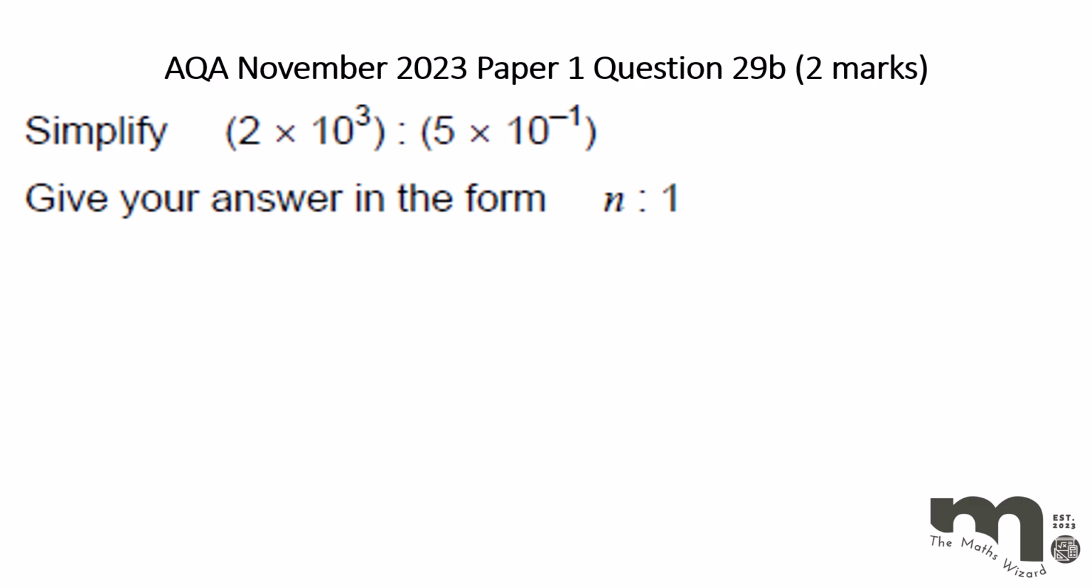This is from paper 1 in November 2023, and we've got these two items that are in standard form. We've got 2 times 10 to the power 3 and 5 times 10 to the power minus 1. So we need to simplify this ratio that we have both of these values in, and we need to write it in the form n to 1. So our right hand side of the ratio needs to be the number 1. So pause your video, have a go.